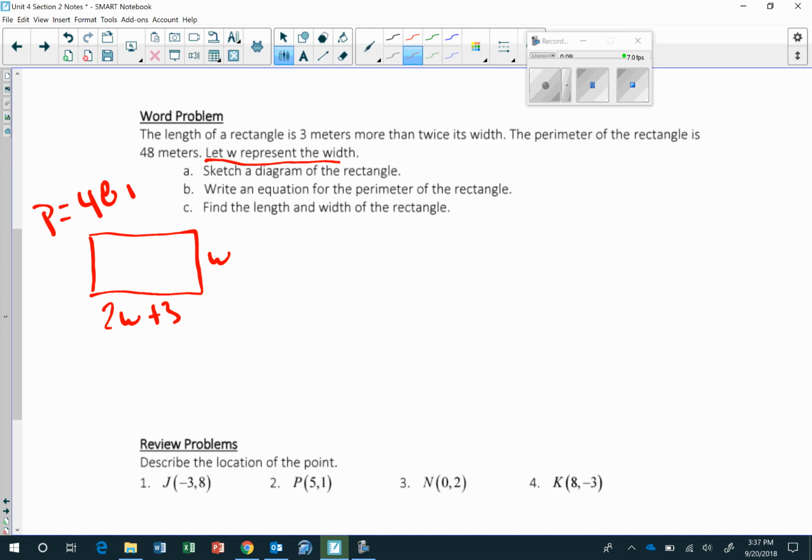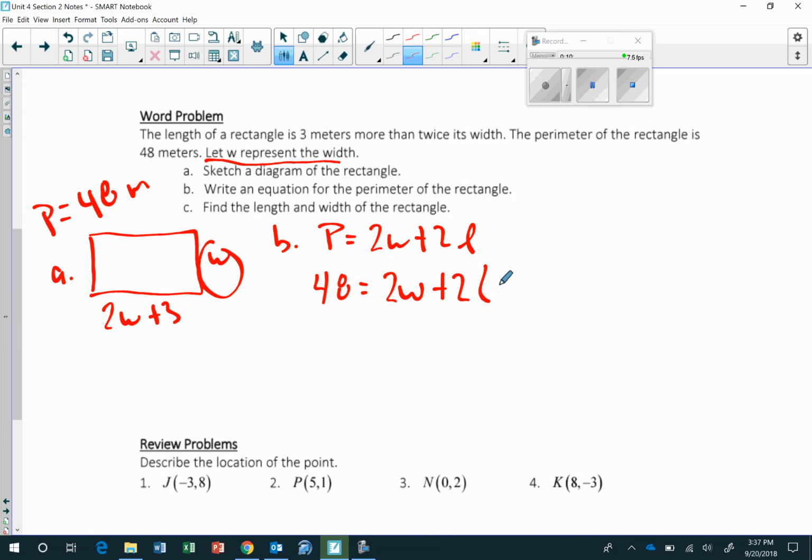So part A says to draw a rectangle. There's a rectangle. Part B says write an equation for the perimeter of the rectangle. Perimeter of a rectangle, just to remind you, is 2w plus 2l. So ours is 48, because that's our perimeter, equals 2w, because our width is just w, plus 2, and then in parentheses we need to write 2w plus 3, because that's what our length is.